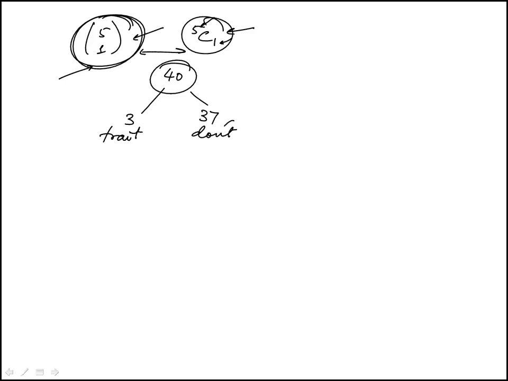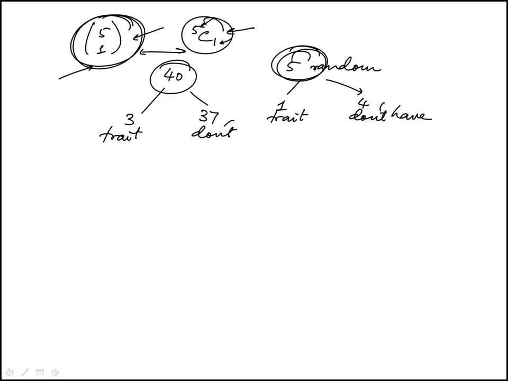If 5 specimens are to be selected at random and without replacement, which of the following represents the probability that only one of the 5 specimens selected will have the trait? So out of the 5, we want 1 to have the trait, and the remaining 4 don't have it. So first, let's find out the total number of ways we can select 5. So that would be 40C5.